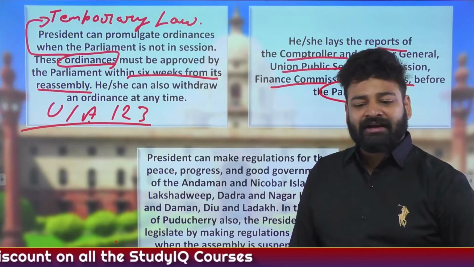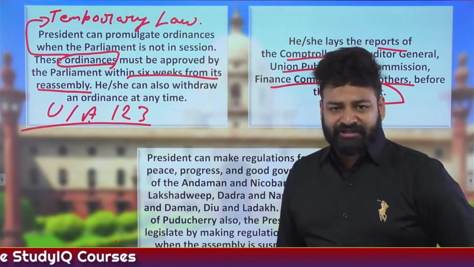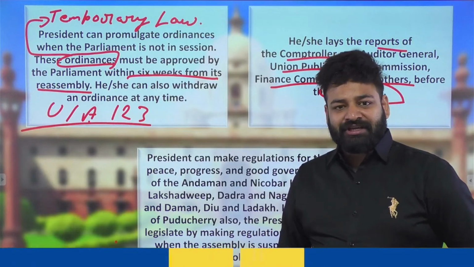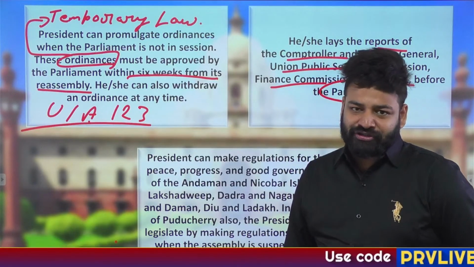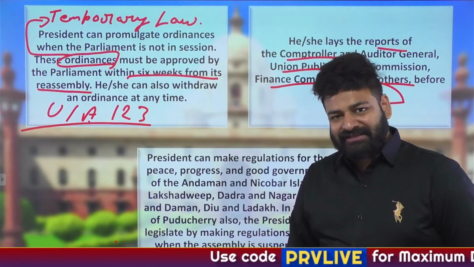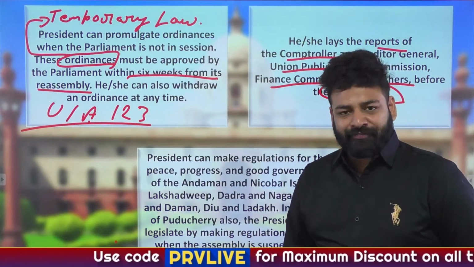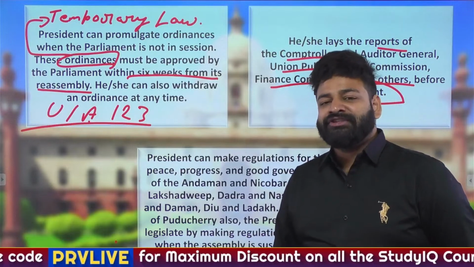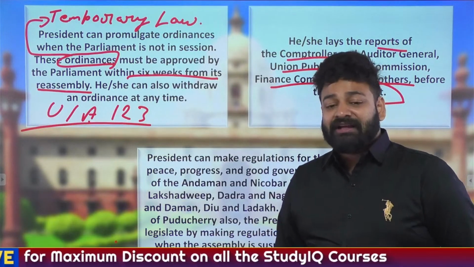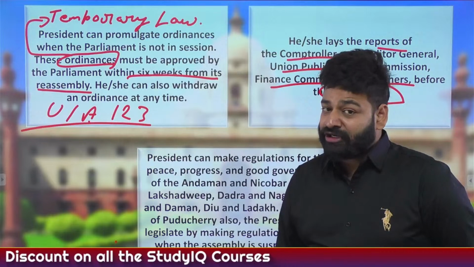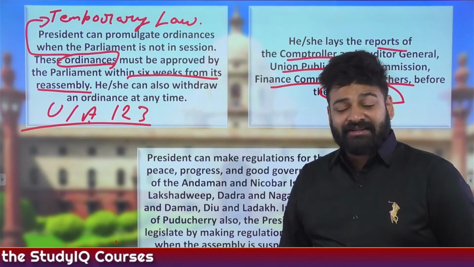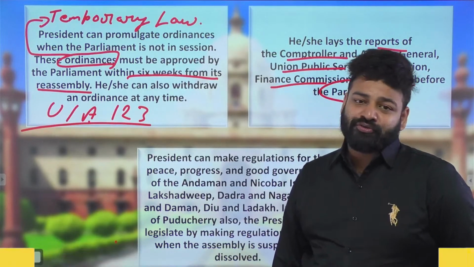So make it very clear, guys, all of the reports of these organizations, from UPSC to Finance Commission to NCSC, NCST, NCBC, all of these reports are submitted to the President of India only and not directly to the Parliament. It's the President who takes these reports to the Parliament.